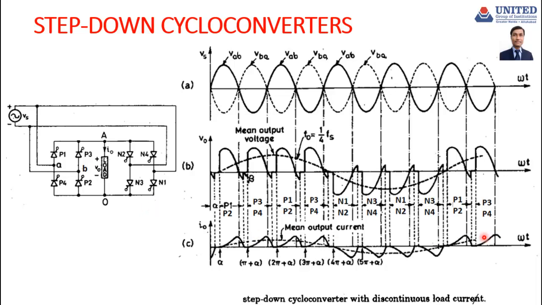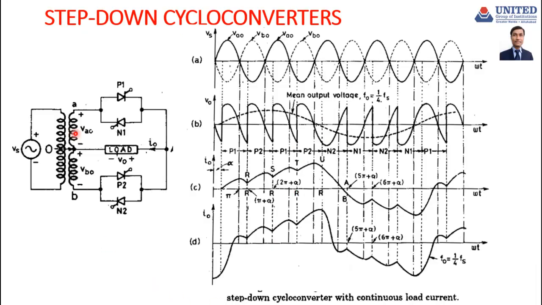So from this figure we see that the output voltage and output current waveform is for the 4 positive half cycle and 4 negative half cycle. Therefore, the output voltage and current have the frequency f0 equal to fs upon 4.